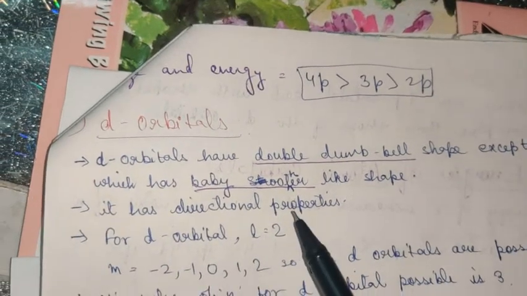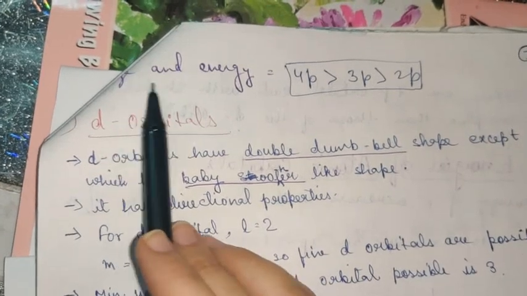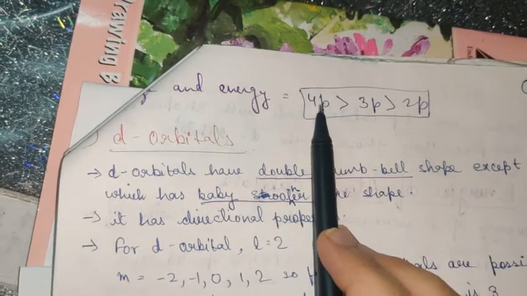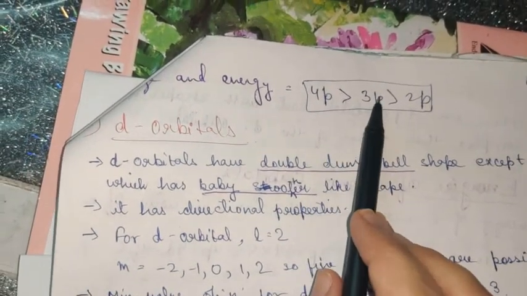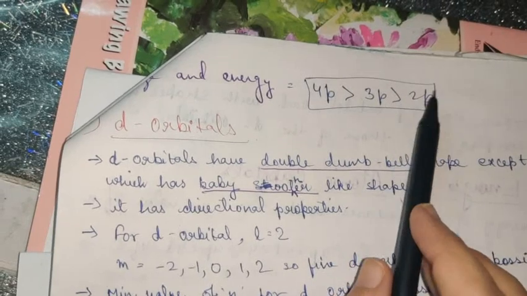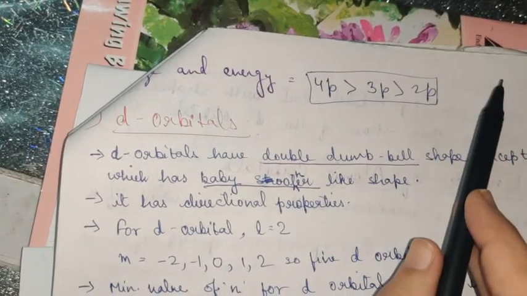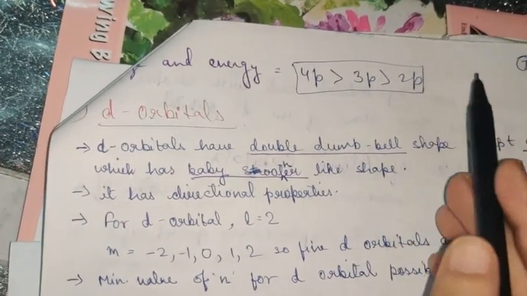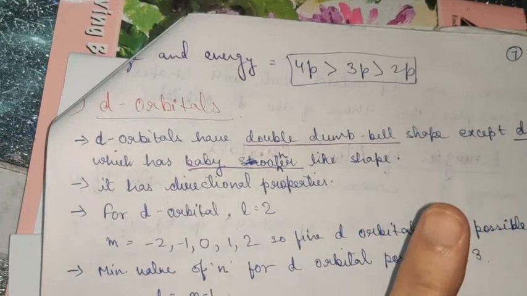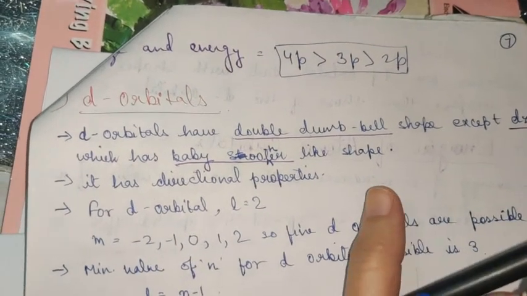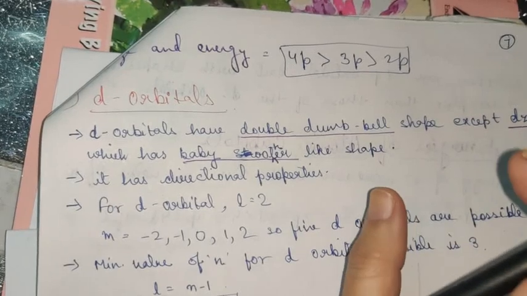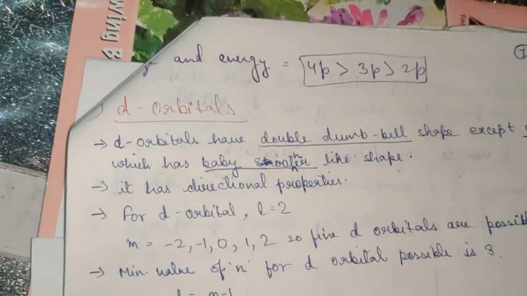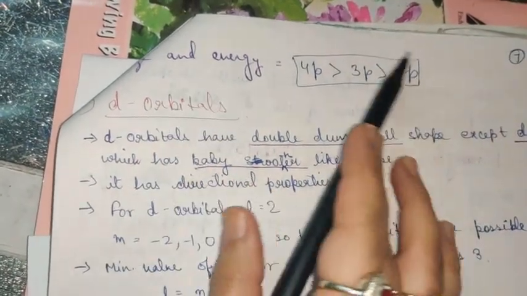Now again, when we talk about the order of size and energy, the 4p will be maximum in size, then comes 3p, then 2p, and 1p doesn't exist. I'll tell you later on why 1p doesn't exist, or you can also think of it, because if you have seen these sessions properly till now, you will very easily be able to find out why 1p couldn't exist. Okay, so this is the order.